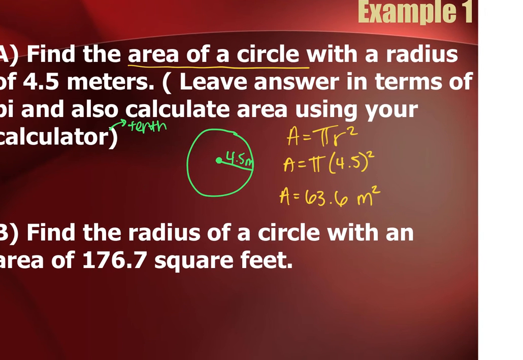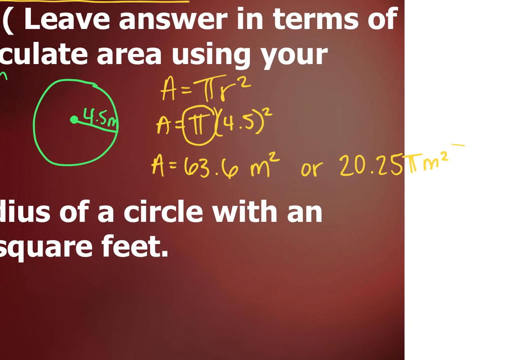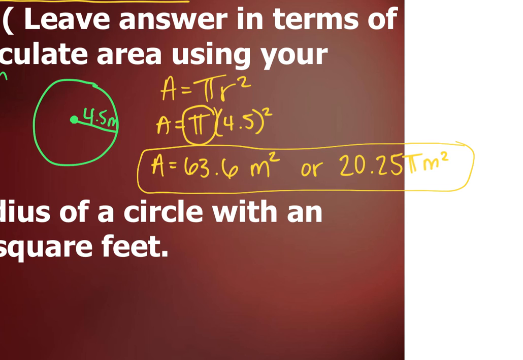Now, it also says we need to leave our answer in terms of pi. So for your next answer, do not multiply by pi. Leave pi separate. Pi is going to be part of our answer. So we're going to put, it could be this, or, and then just do 4.5 times 4.5, and you'll get 20.25. Put pi, and then meters squared. Do you see how one answer is in terms of pi and the other one is not? These are your two answers.